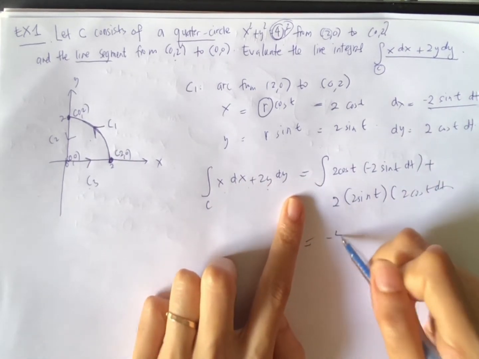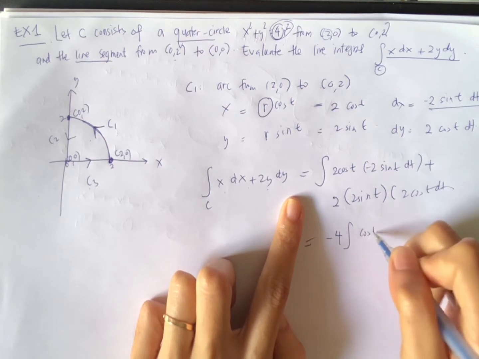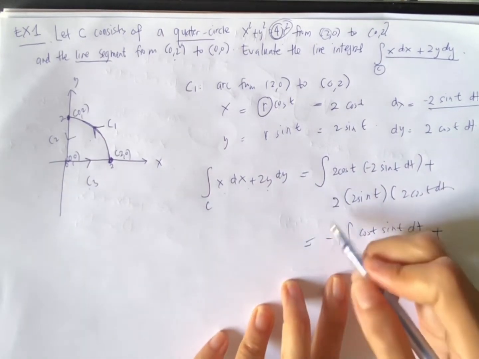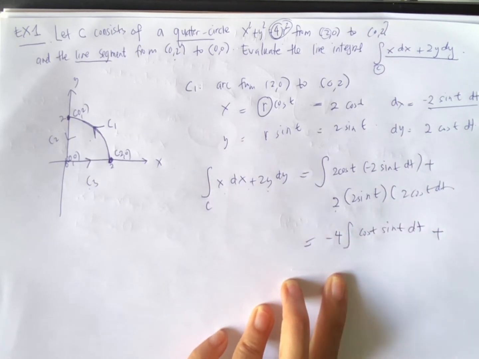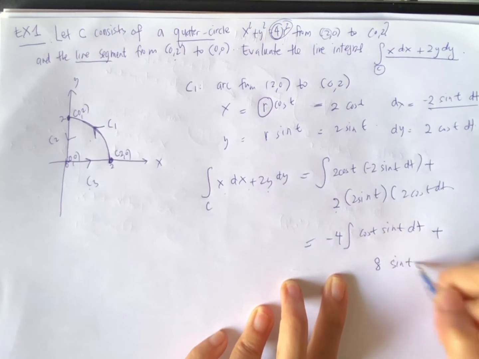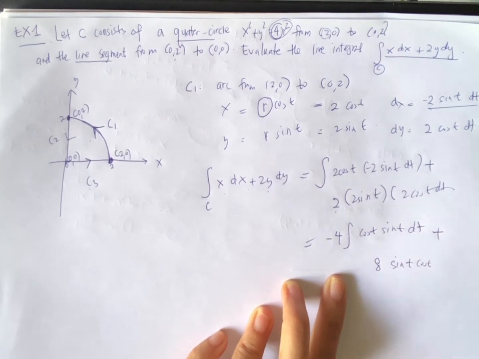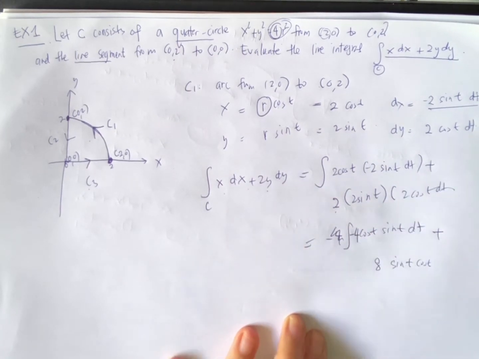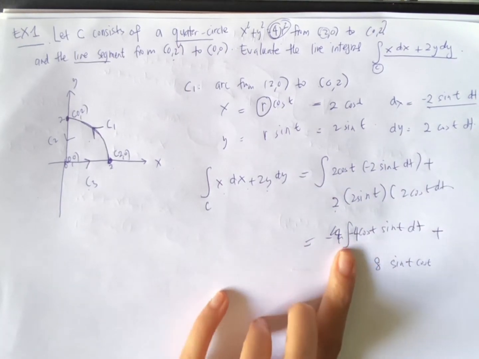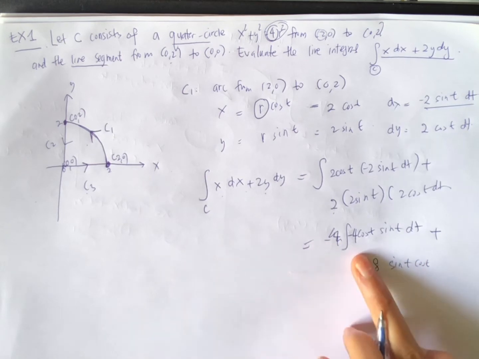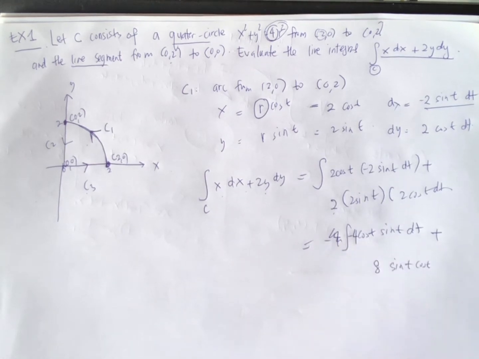Simplify it, so you will have negative 4 cos t sin t dt plus 8 sin t cos t. Sorry, this is supposed to be inside here. The negative 4 must be inside the integral. So I repeat again: the next equation that you should get is negative 4 cos t sin t dt plus 8 sin t cos t.